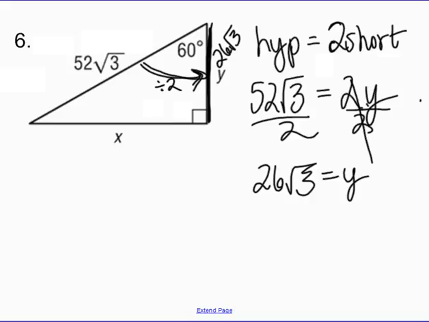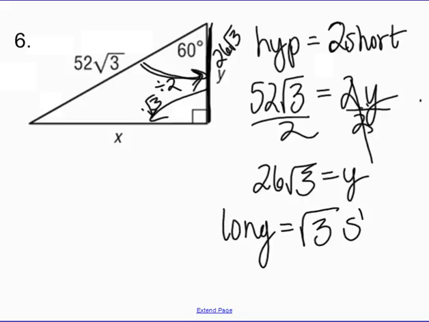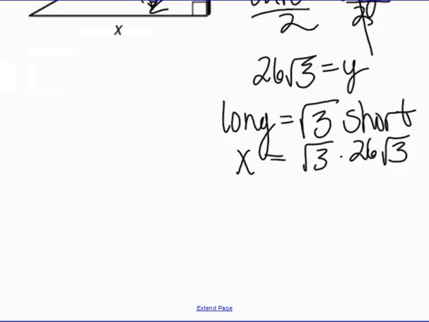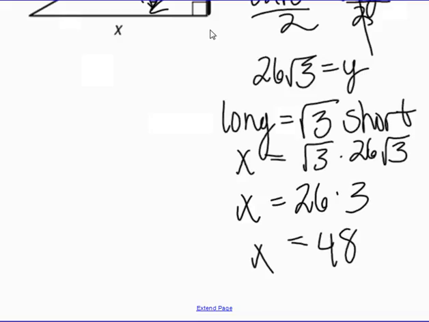Now to get the long, now that I have the short, I can figure out the long leg. I know the relationship between the short and the long is by radical 3. If I look at the formula, long leg equals radical 3 times the short. Long leg is x, then radical 3 times the short. Okay, so what I'm left with is 26. Radical 3 times radical 3 is 3. So my answer is what? 78.